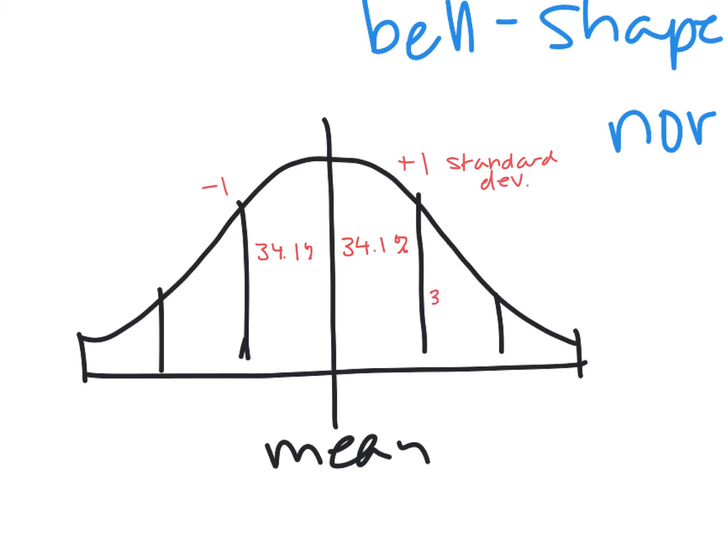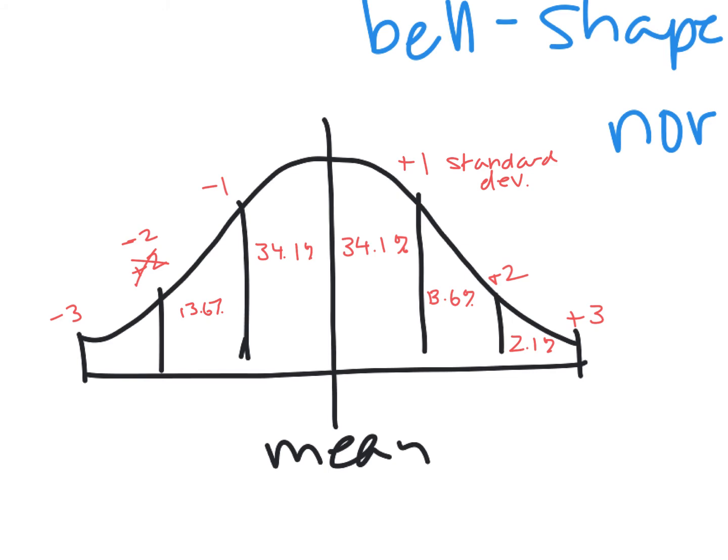Then the next segment is 13.6%. And that is 2 standard deviations away from the mean. Again, we're just talking, here's the mean. 1 standard deviation away is 34.1%. 2 standard deviations is 13.6% plus the 34.1%. So that's how far away that is. And then our last one, we have 2.1% is 3 standard deviations away from the mean. And that was supposed to be a -2 and a -3.